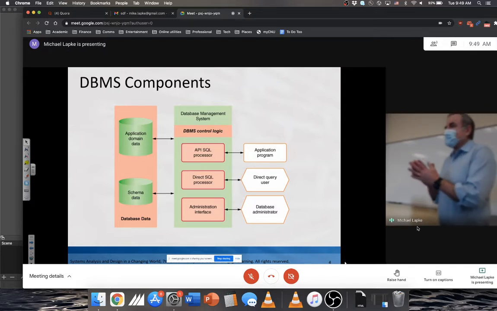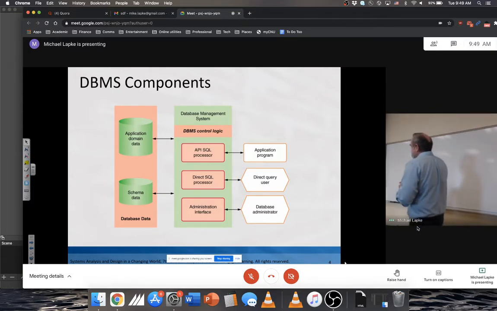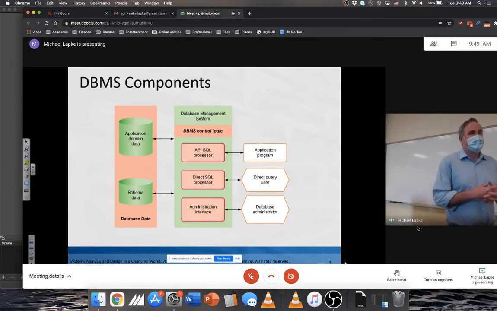That's a lot of stuff there. I would say the most important thing for a system, from a user's perspective or from a systems administrator's perspective, would be the box that says API SQL processor. That would probably be the most important box. They're all part of the system. They're all very important. But when it comes to systems use, that's what's going to be used. When it comes to systems development, you'll be using these two down here, the direct SQL processor and the administration interface. So you guys will be using that.